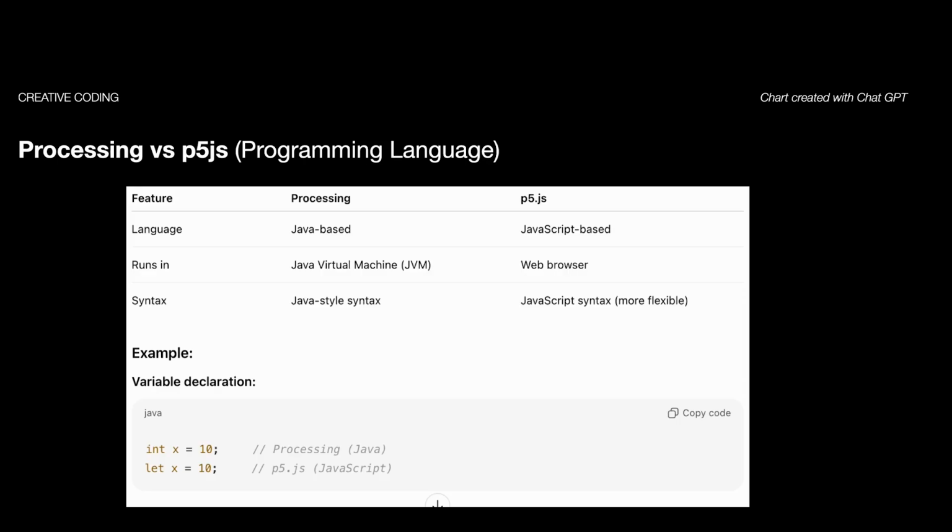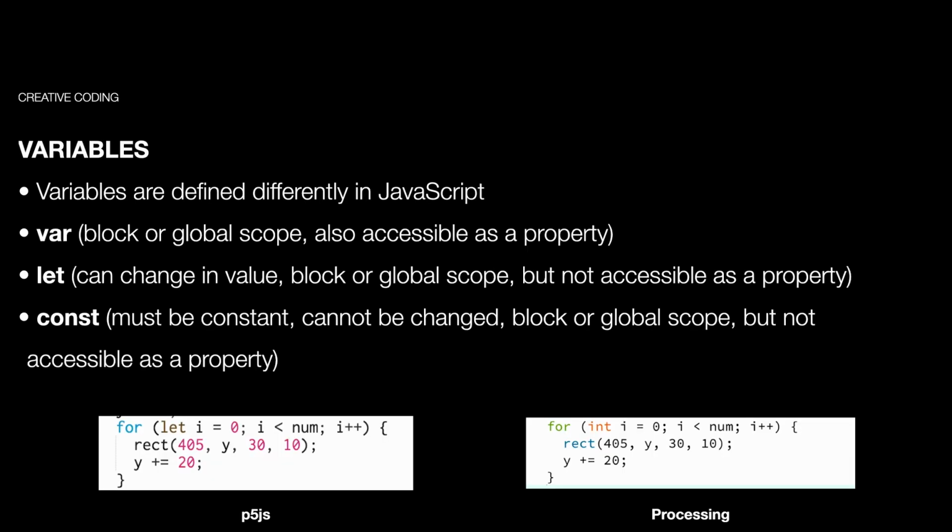Some examples of that are like the way that variables are declared. There's just a little bit different language. So Processing will use int or String, float. There's a lot of different variables that it can use, whereas the variables in p5.js will use different ones, such as let. And just to go over some of these differences in a little bit more depth, variables are defined differently, as I said.